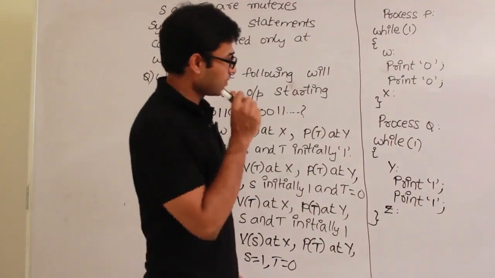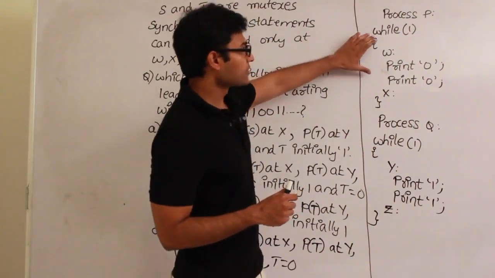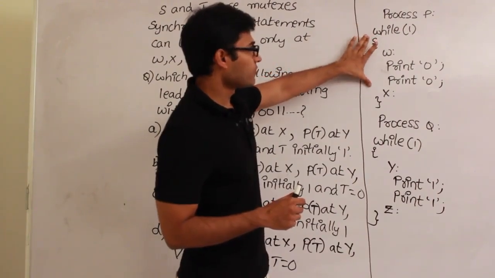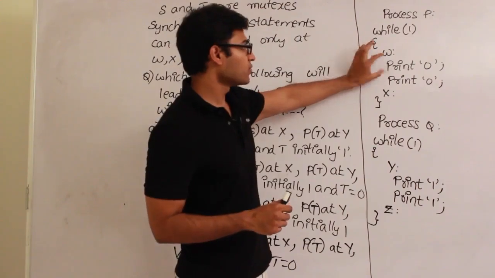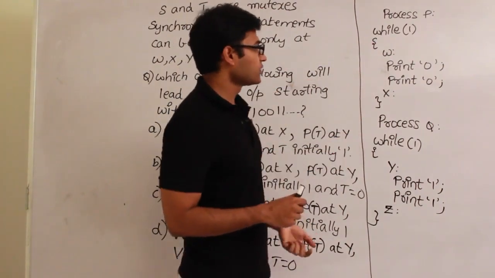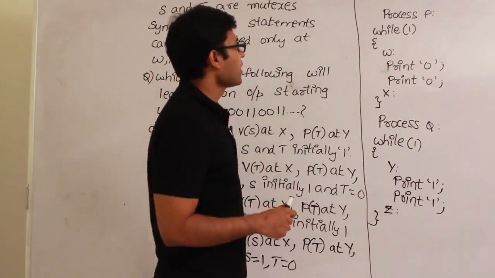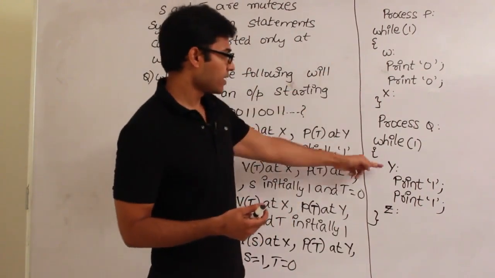Now they are saying that there are two processes P and Q, and one process is like this. Process P has a forever while loop. It is an infinite loop, and it is continuously going to print 0, print 0. And then process Q is going to be in an infinite loop and is going to continuously print 1 and 1, right? And now they have given labels W, X, Y and Z.